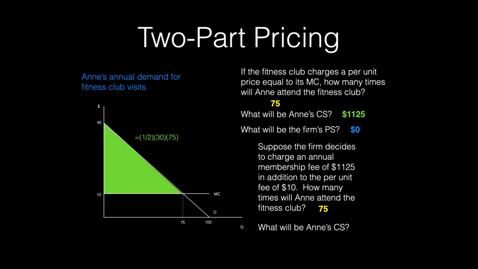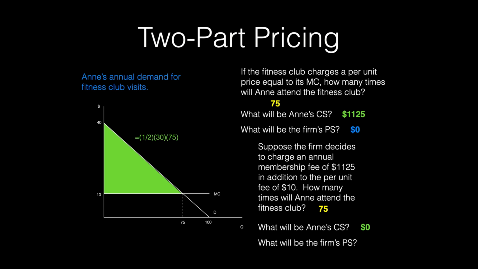Now, what will be Anne's consumer surplus? If she was not charged the $1,125 access fee, her consumer surplus would be $1,125. But now she is charged an access fee of $1,125, so her entire consumer surplus is captured by the access fee. So her consumer surplus is zero. Each year, her membership is worth $1,125. When you pay exactly what something is worth to you, you are left with no consumer surplus.